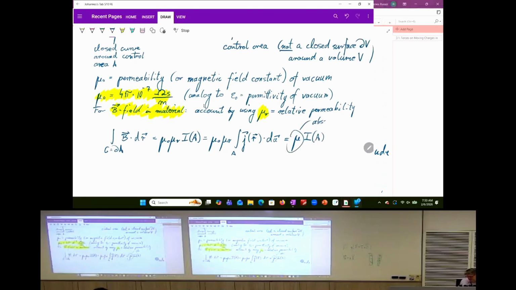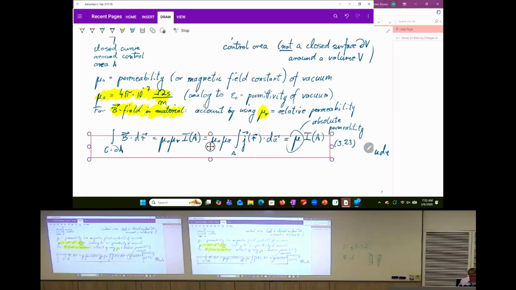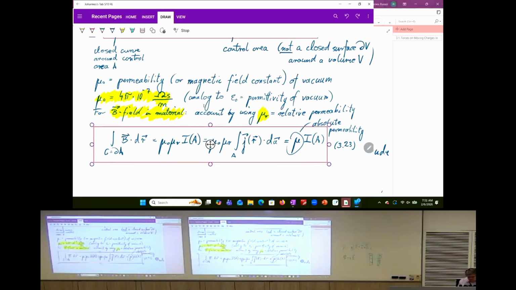This is the absolute permeability. You have to consider that this is the product of mu naught and mu relative, as you see earlier in that line. That is equation 323. And different to the previous one, that is what you use in material.